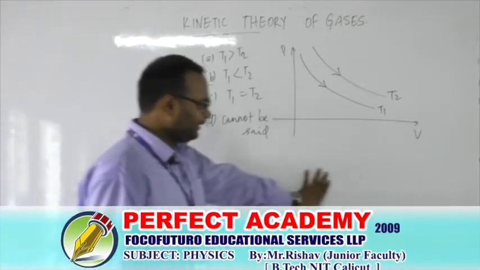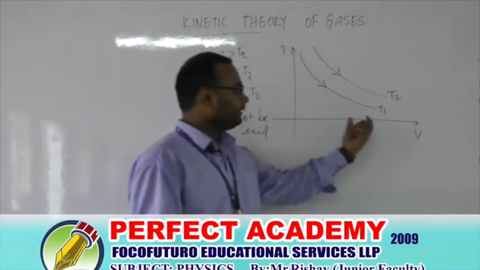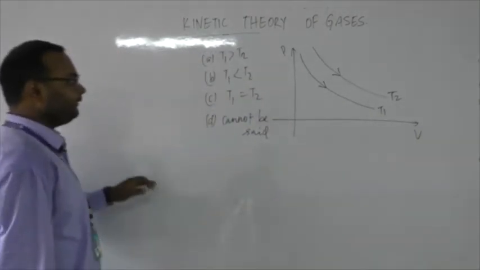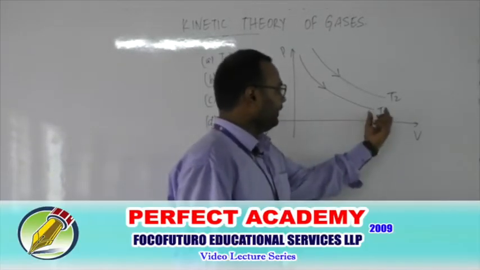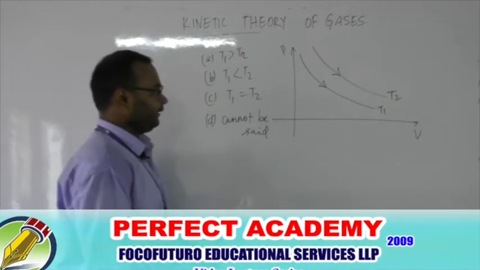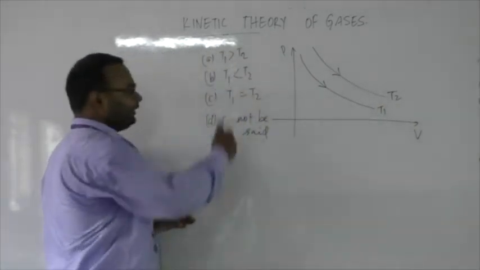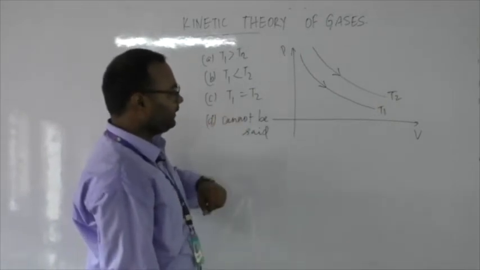So this question is in front of you. A PV graph is given, and you know this is an isotherm graph. P is proportional to 1 by V at constant temperature. Now you have to say, from these two graphs given, which is the true option. Okay, T1 is more than T2, or T1 is less than T2, or they are equal, or cannot decide.